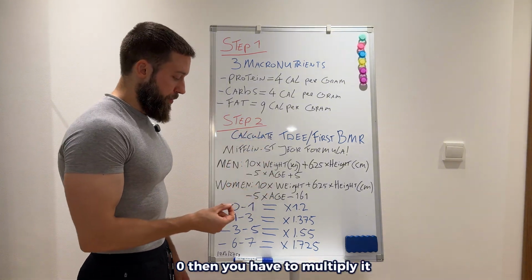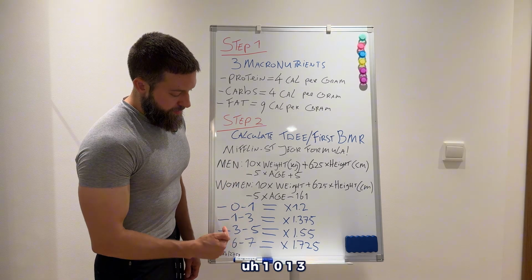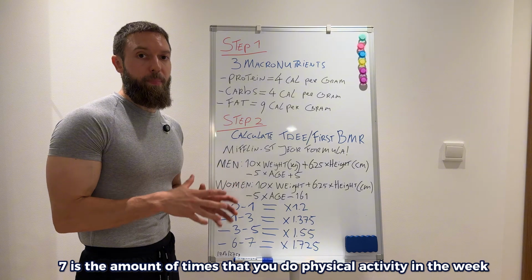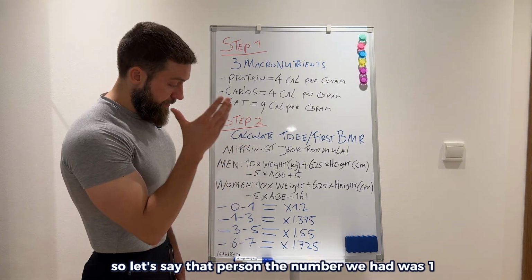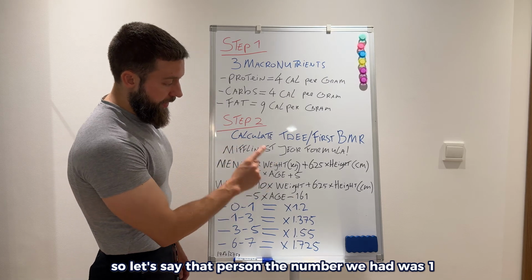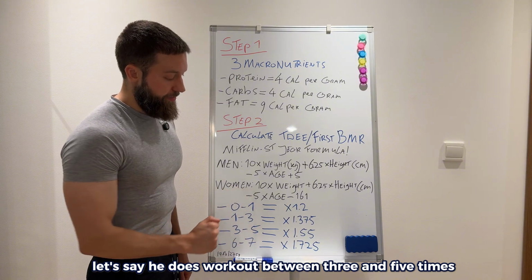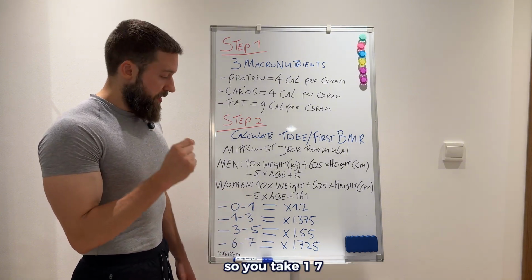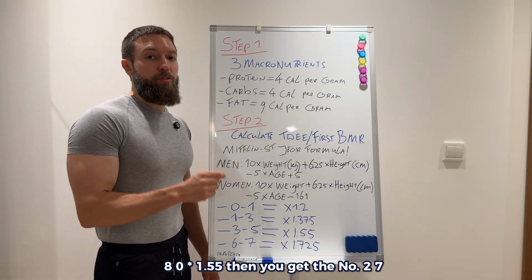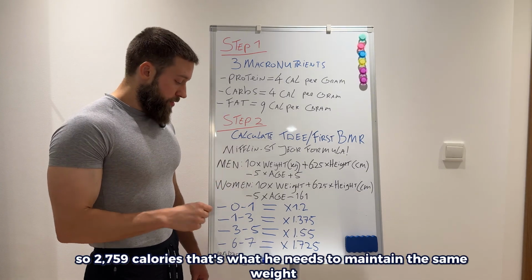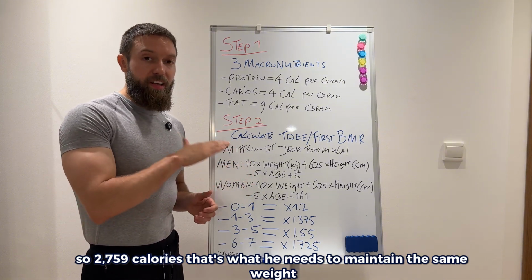Then you have to multiply it. So what you see here, 1.2, 1.375, 1.55 and so on, is based on the number of times that you do physical activity in the week. So let's say that person, the number we had was 1780. Let's say he works out between 3 and 5 times. So you take 1780 times 1.55, and then you get the number 2759. So 2,759 calories. That's what he needs to maintain the same weight.